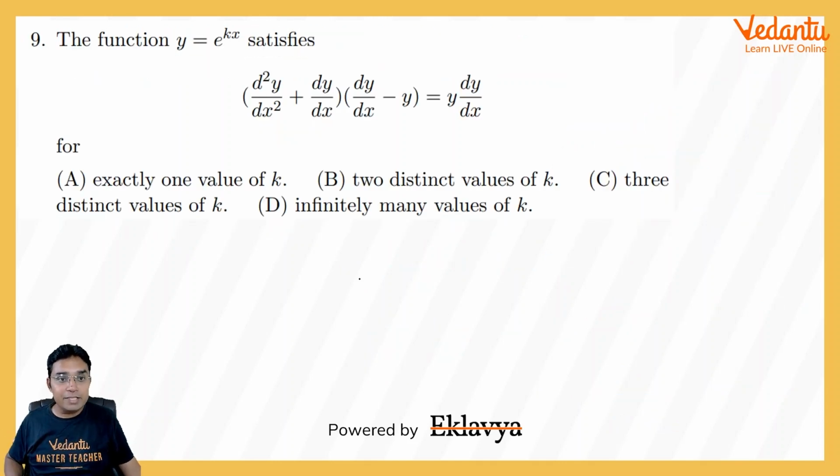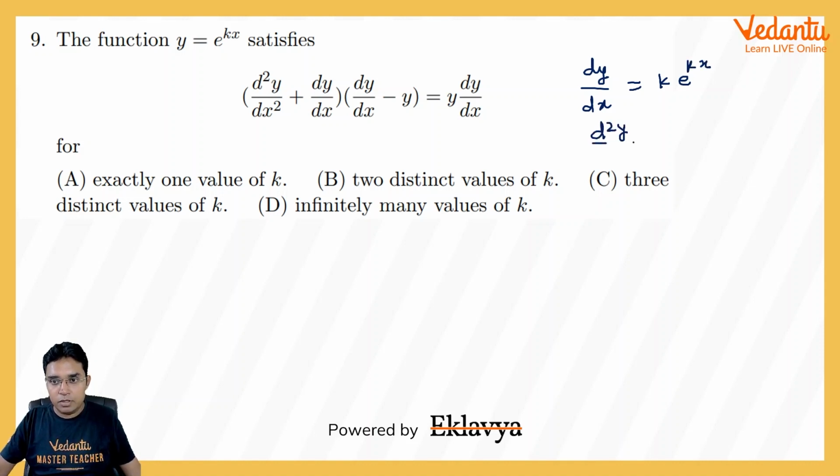Now coming to the next question. The function y equal to e power kx satisfies this relation for exactly one value of k, two values of k, three values of k, or infinitely many values of k. So here, if y is this, we can find dy upon dx very easily. It will be k times e power kx. If I differentiate two times, d square y upon dx square will be k square into e power kx. Because this satisfies it, we can put all these values here.